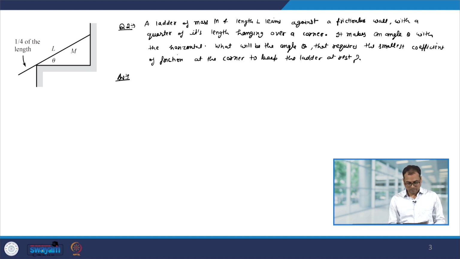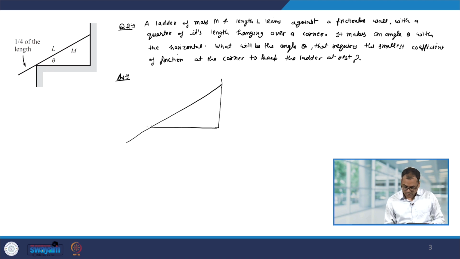So, let me again make the free body diagram of this. This length is L by 4, and the reaction forces are going to act in the following way. From here there will be a normal force, let us say this is NC, C for corner, and there will be a frictional force. Because the impending motion of this ladder will be downward, let us say that the frictional force is like that, and let me call it FC, C for corner. This point is of course given as C.